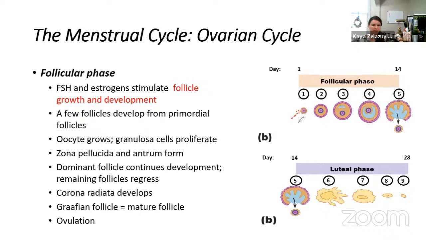And then at a certain point, it becomes clear that one follicle is farther along, is more developed than the others. That is then going to become our dominant follicle, and that is going to be the follicle that really controls this whole cycle. That's going to be the follicle that ultimately releases an oocyte. So as our follicles are developing, a few follicles are developing from primordial follicles, increasing in size, and they're producing some new structures.